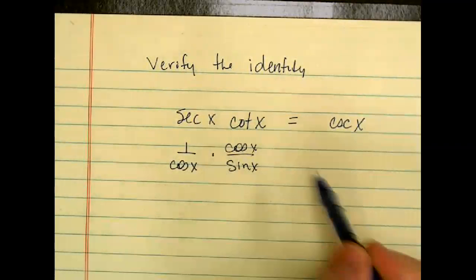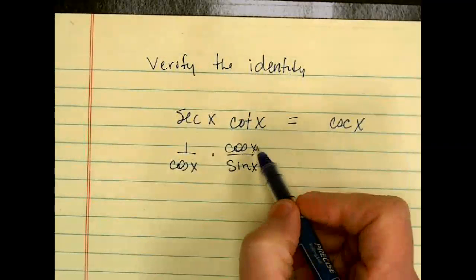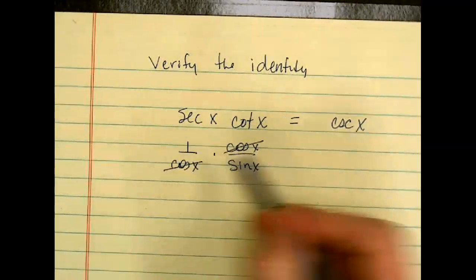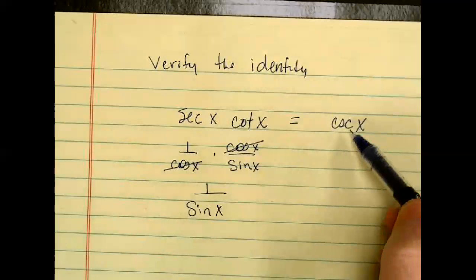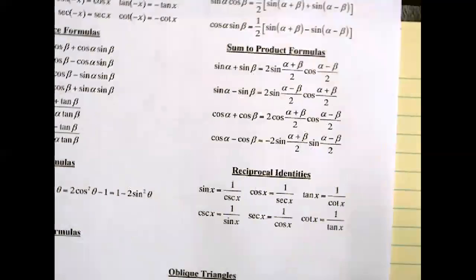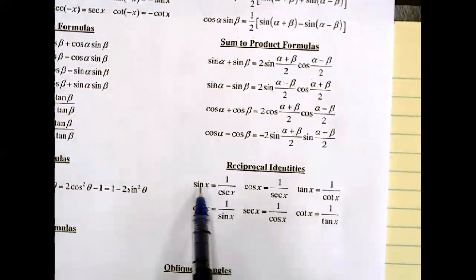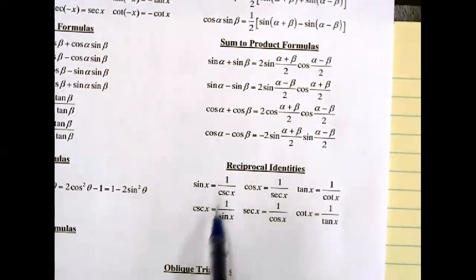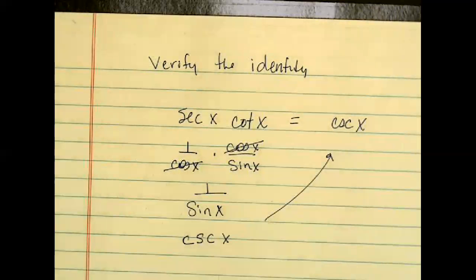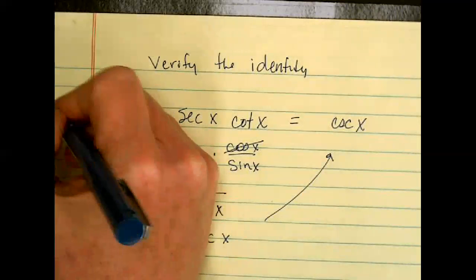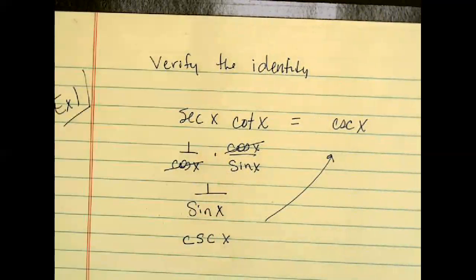Now when I multiply these, I use the rules applied in fractions, and these cancel out, and this side is now 1 over sine x. Well, I want it to say cosecant x, so I go back to my reciprocal sheet, and sine is 1 over cosecant, and cosecant is 1 over sine, so it tells me there that those are equal, so I can write that as cosecant x, and I have verified the identity. Okay? That's example 1. Do y'all have any questions about how to do that?